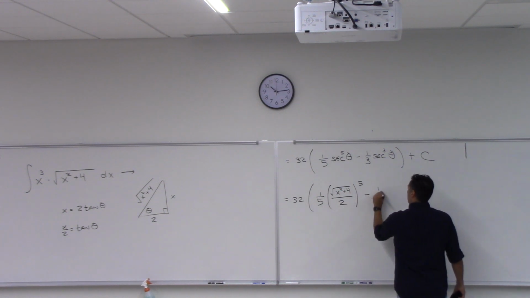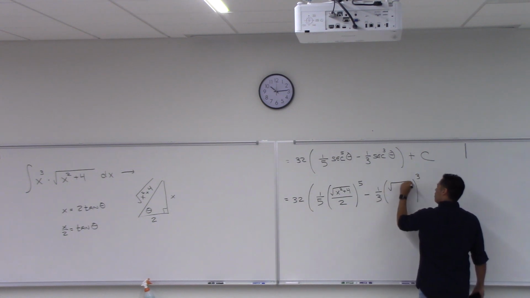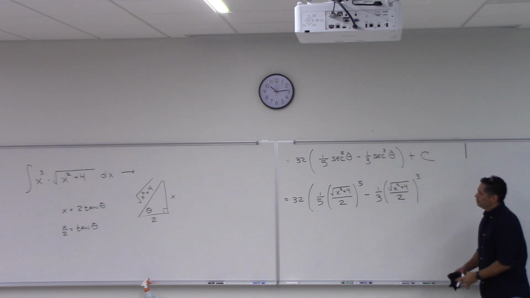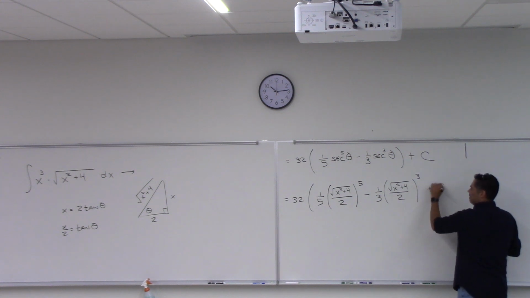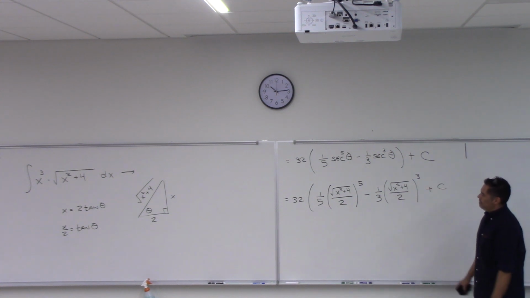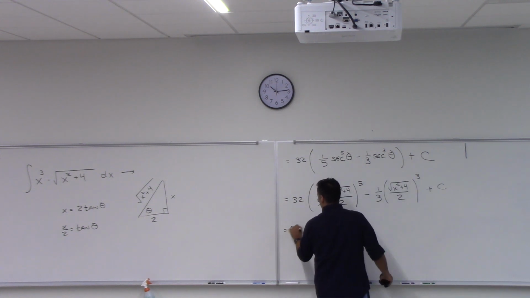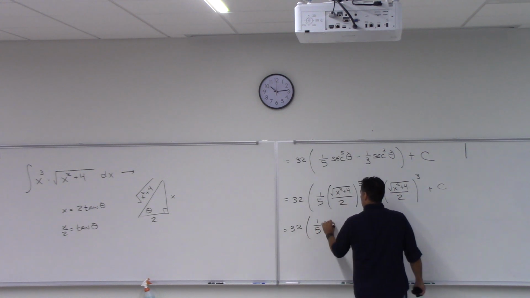And then minus 1/3, same expression, but this time cubed. Square root of x squared plus 4, and then all over 2 as well. Plus c, yes, thank you. All right, let's see if we can do something here. I'm done. Okay, box that up, we're done, but just for fun, let's do this.